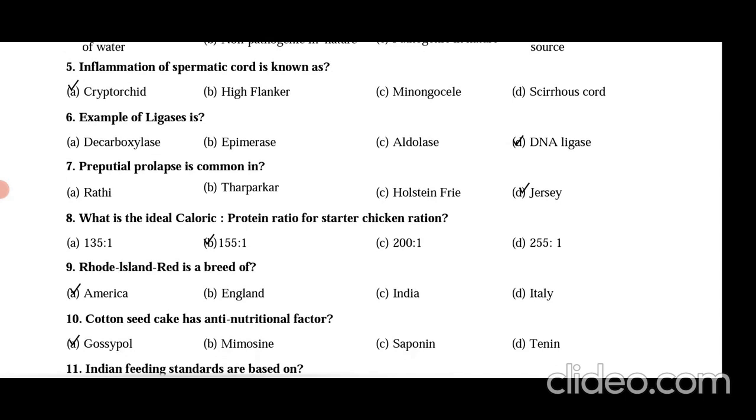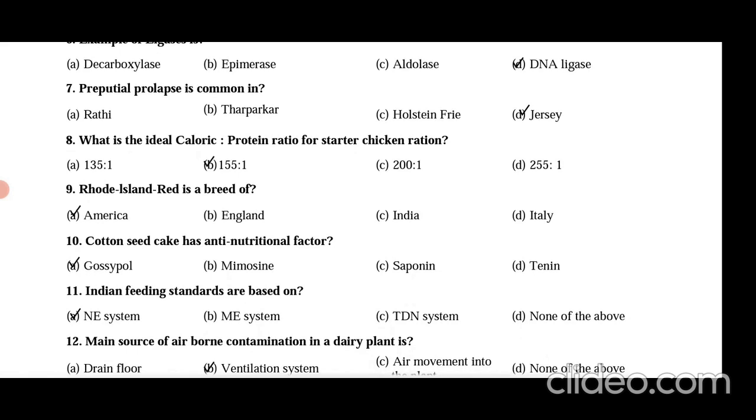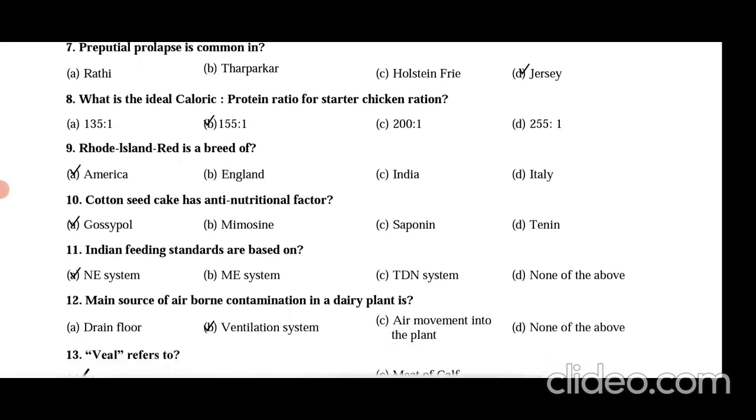Cotton seed cake has an anti-nutritional factor, gossypol. Phytoestrogens are in berseem. They cause abortion. Indian feeding standards are based on the net energy system, NE system.